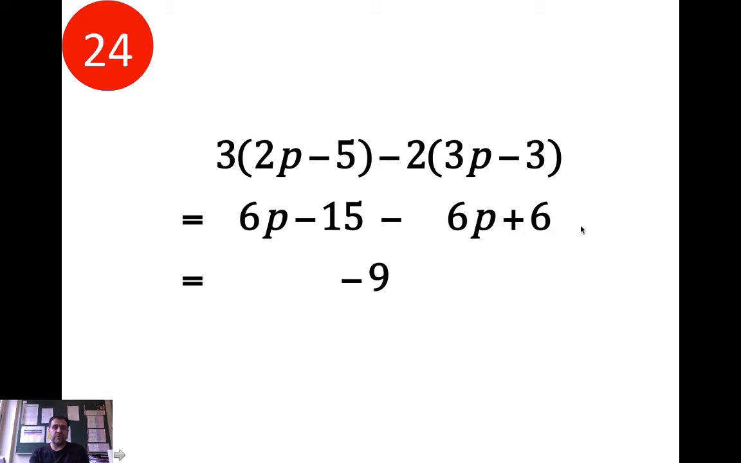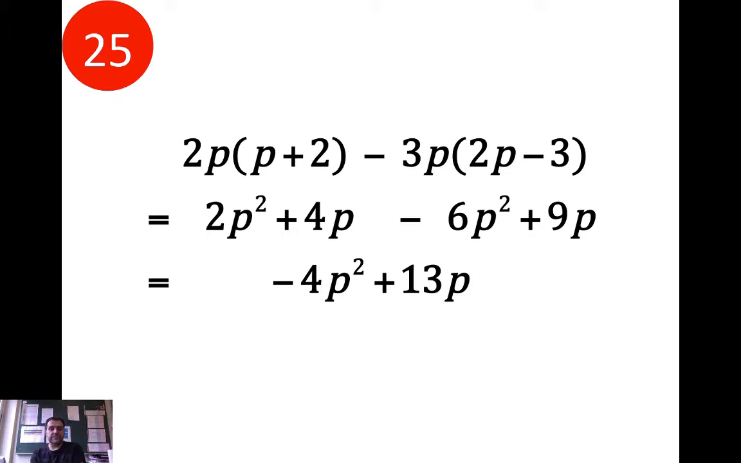I'm going to try and put together all of the p terms first. So I've got a 6p here, but I've got a minus 6p here. So put together, they cancel each other out, and we haven't got any p's. And then looking at the regular numbers, I've got a minus 15 here and a plus 6 here. So minus 15 together with plus 6 makes minus 9. So the final answer is minus 9. The p's have all cancelled out.